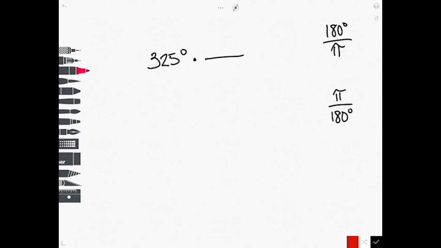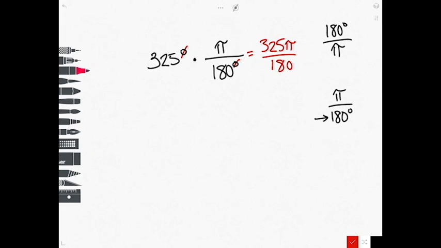And when you're deciding which one to use, you look at the denominator. The denominator needs to match the one you're in, and the numerator needs to match the one you're going to. So since we are in degrees, the denominator needs to be in degrees, and we want to go into radians, so the numerator needs to be in radians. And when I do that, you'll see those degree units cancel, and I've got this great 325 pi over 180.